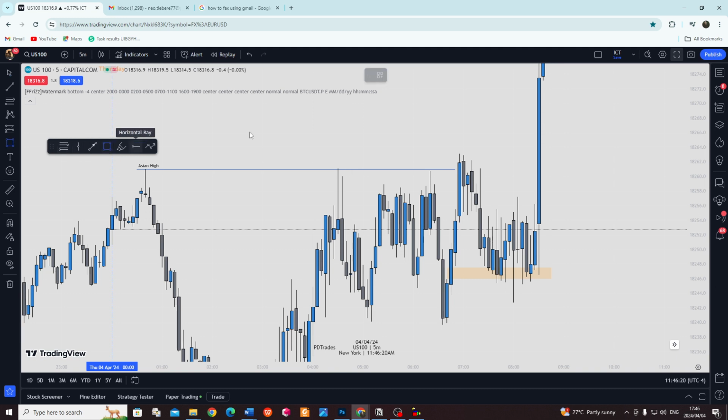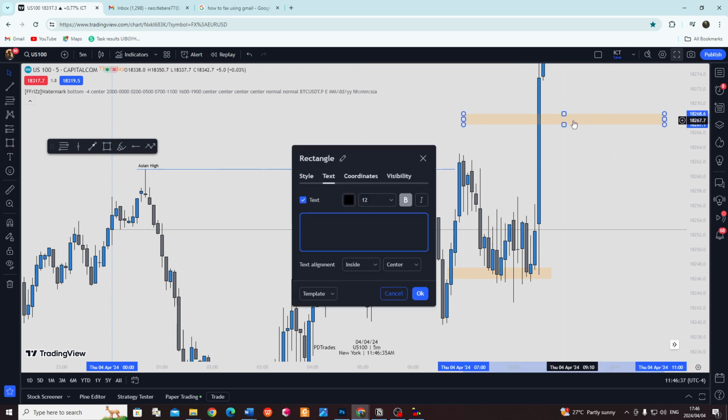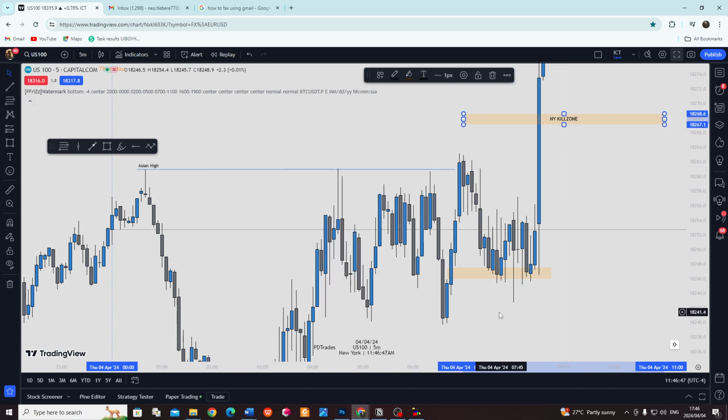So ICT says that from 7 until 11, not South African time, New York time. So this is my New York kill zone. Remember, my bias is bullish. So after this displacement up, I would anticipate a retracement.